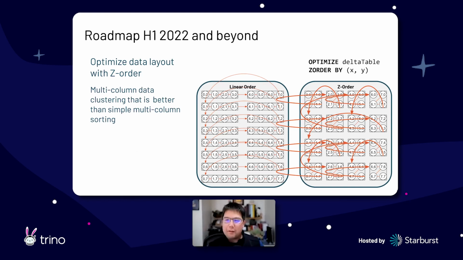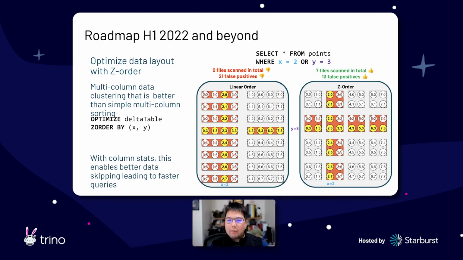Oh, that's right. I forgot I put this in the slide already. The optimize Z order is actually included for the remainder of the H1 roadmap of this year. So that's being included as well. With optimize Z order, the whole context is this idea of multi-column data clustering. That's better than just simply multi-column sorting. So we actually are clustering the data, so that we know how to skip or read which files, and you're scanning fewer files overall. There are fewer false positives for you to go through. Now, column stats also enable better data skipping, which leads to faster queries. So all of this together allows this much faster performance.